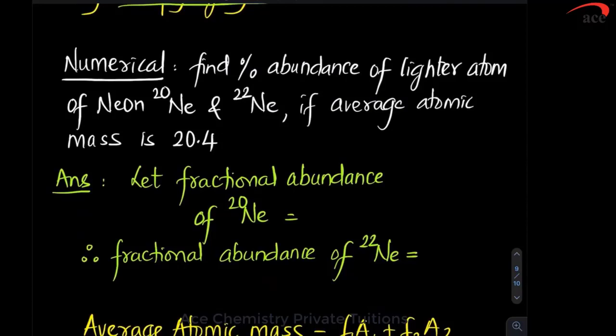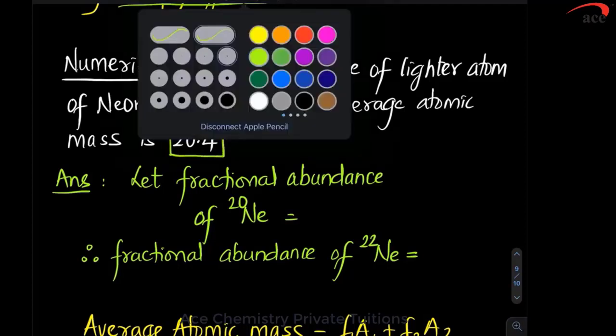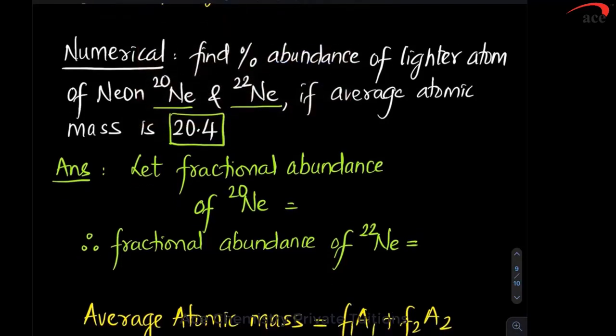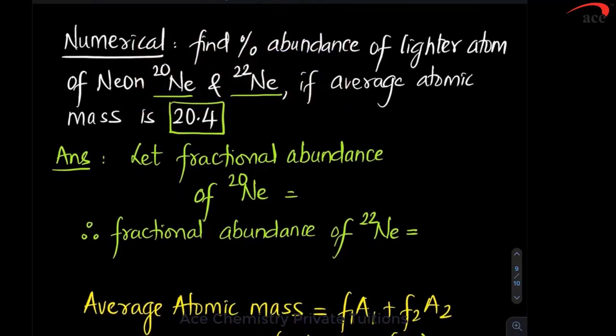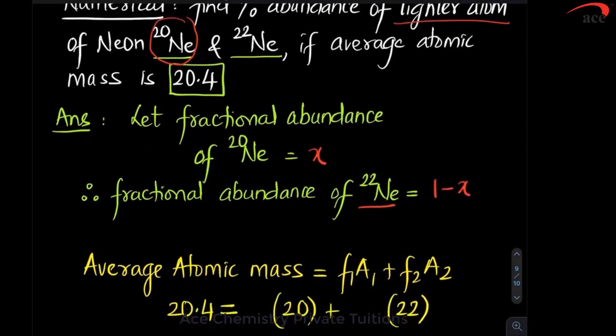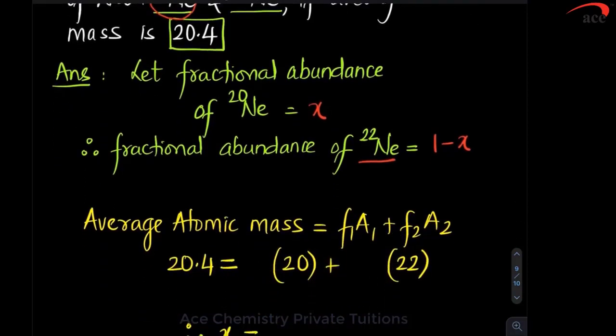Example: find the percentage abundance of the lighter atom of neon 20 and neon 22, if the average atomic mass is 20.4. You remember the trick, right? They are asking for the lighter atom. Lighter is neon 20. Let that lighter atom be x. Then what will be the fractional abundance for the other isotope? Correct, 1 minus x, because fractional abundances together are 1.